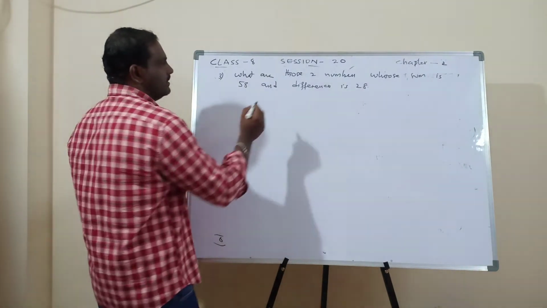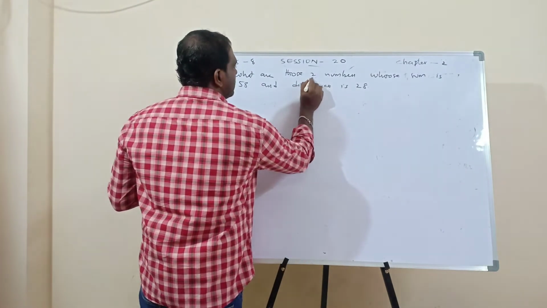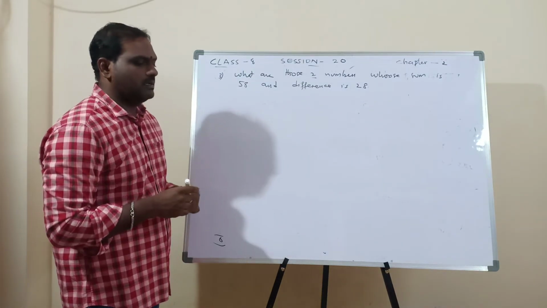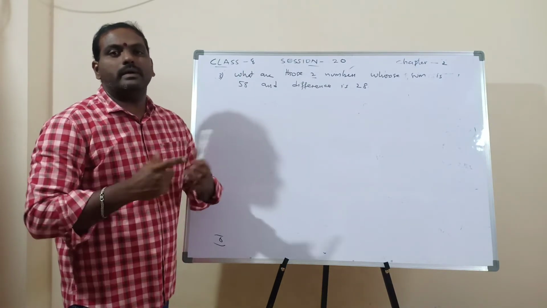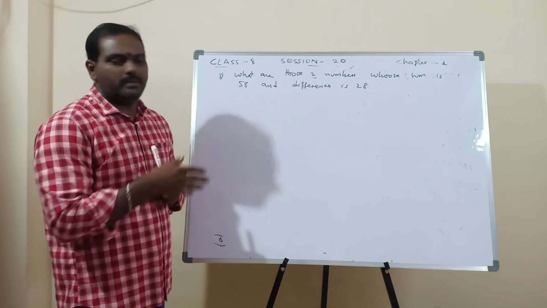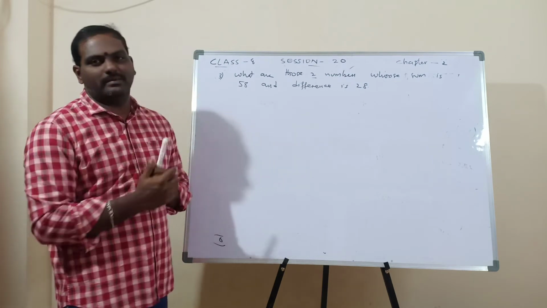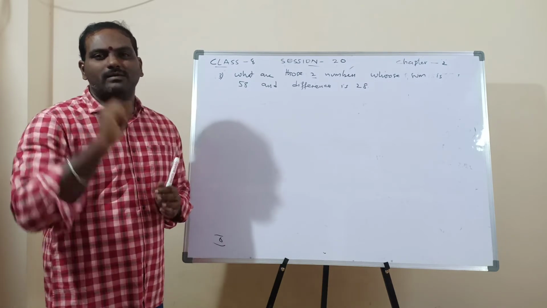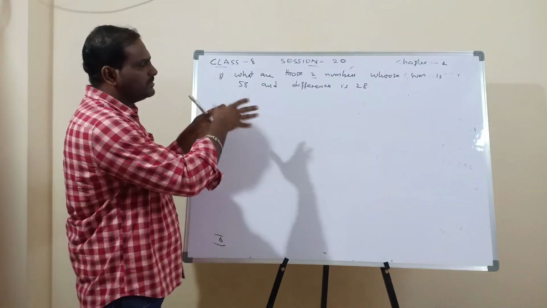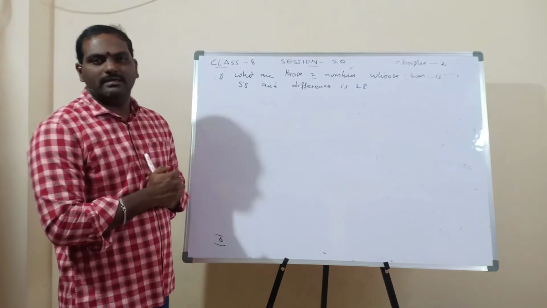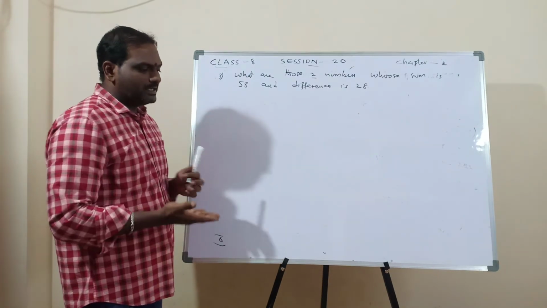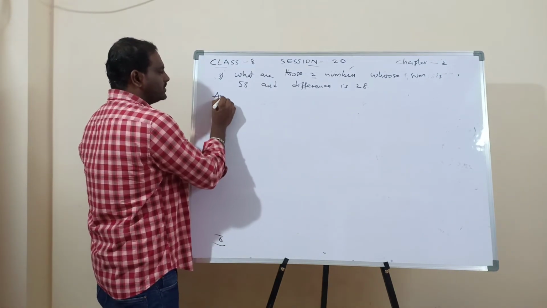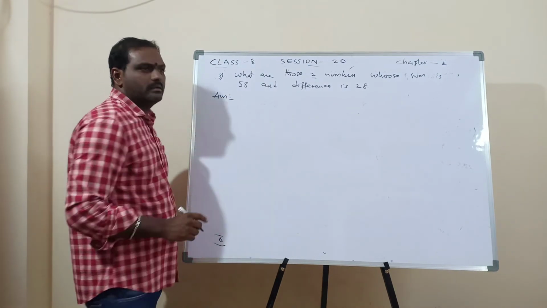Actually, I thought to skip this sum because here the 2 numbers are given. Actually, this must be done by taking 2 variables. But our chapter is linear equation in 1 variable. So we have to solve this sum taking only 1 variable. If I take the 2 variables, it is very easy. But our chapter is equation with 1 variable only.